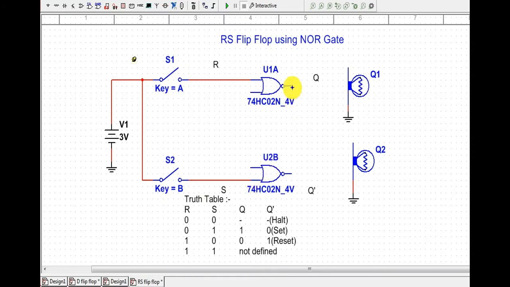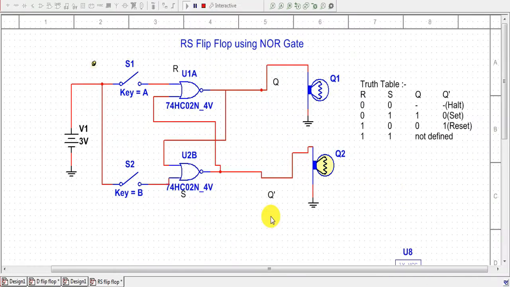And now we will connect the output of the first NOR gate to one of the bulbs, and the output of the second NOR gate is connected to the second bulb, which represents the different states, that is the Q state and Q bar state. Now the second input terminal is fed back from the output, that is the input terminal of the first NOR gate is connected with the output terminal of the second NOR gate. The input terminal of the second NOR gate is connected to the output terminal of the first NOR gate. So this is the basic connection for our RS flip-flop. We will verify our truth table.